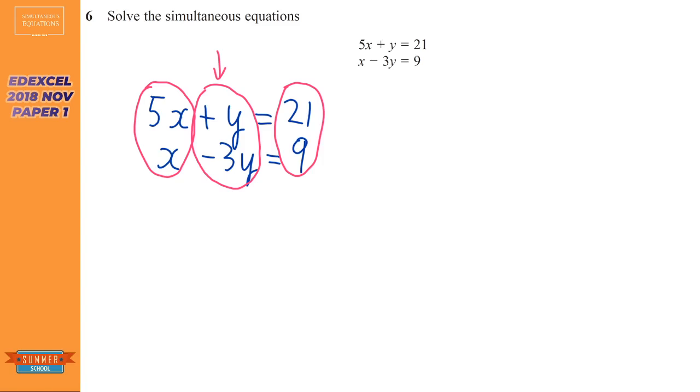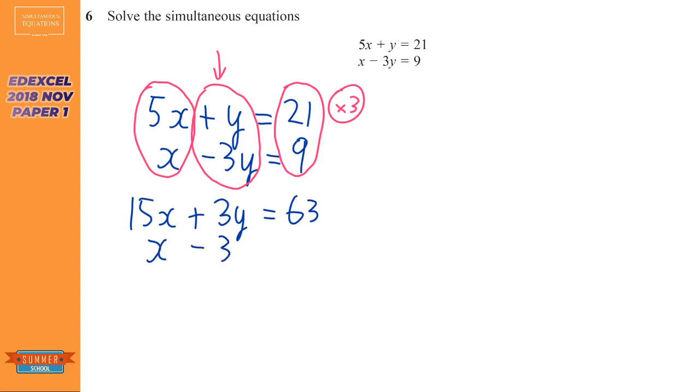Now, the coefficient of y in the first equation is just 1 because it's plus y. The coefficient in the second equation is minus 3. So I'm going to times the top equation by 3, and we'll times everything by 3. So it becomes 15x plus 3y equals 63. Then I'm just going to copy the same second equation as well. There we go. So again, I'm looking downwards.